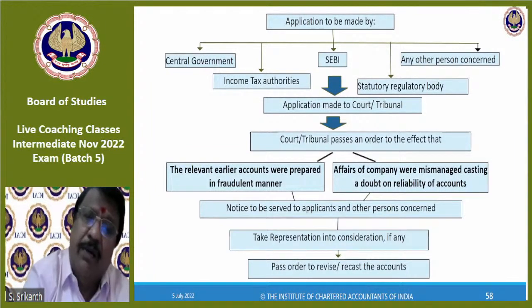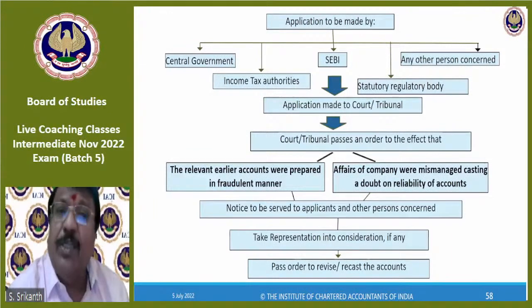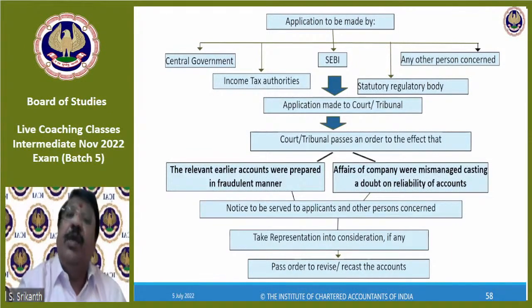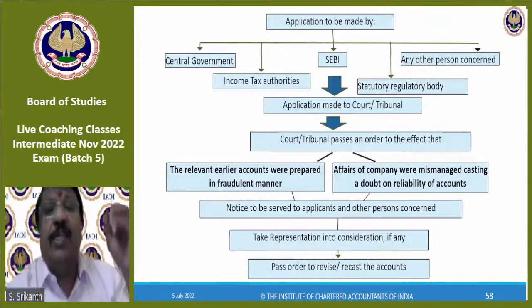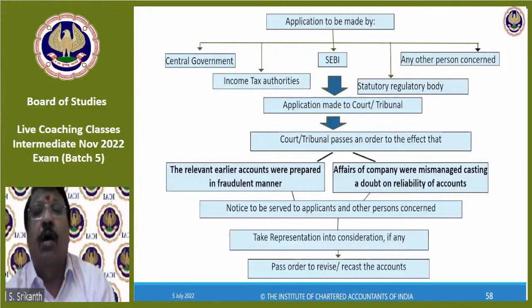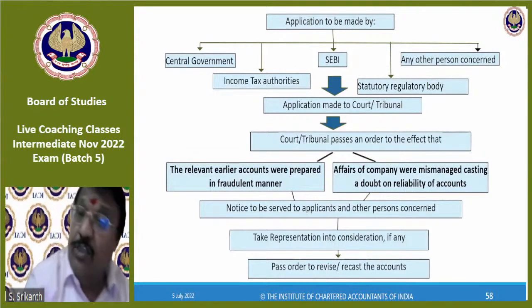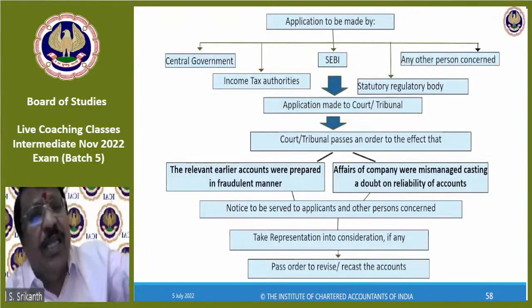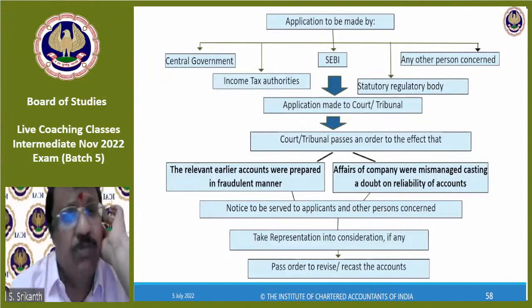Now, chalo, agreed, we have investigated, we have put him in jail. What happens to these accounts? They have been adopted by the shareholders wrongly. So here, they are saying, in those cases, an application can be made by the central government or SEBI or income tax authorities or any statutory regulatory body or any other person concerned. Could be an investor association or members, whatever.